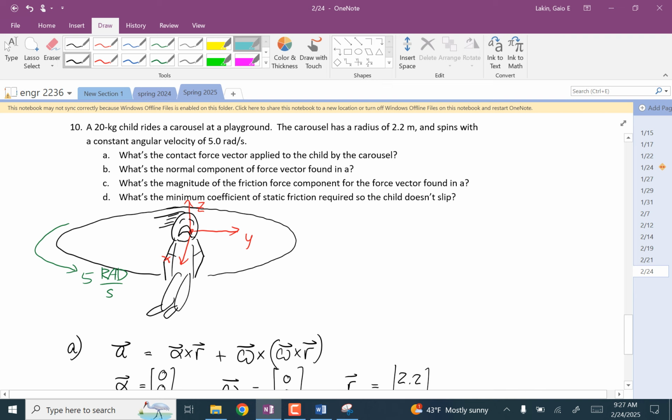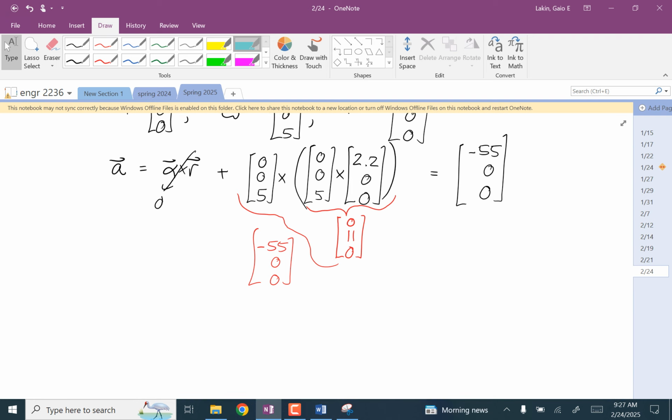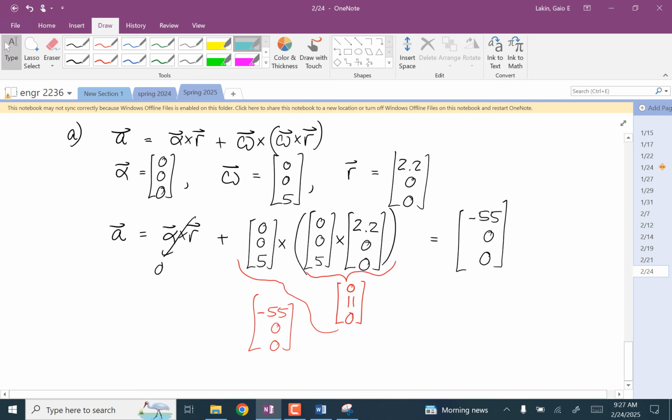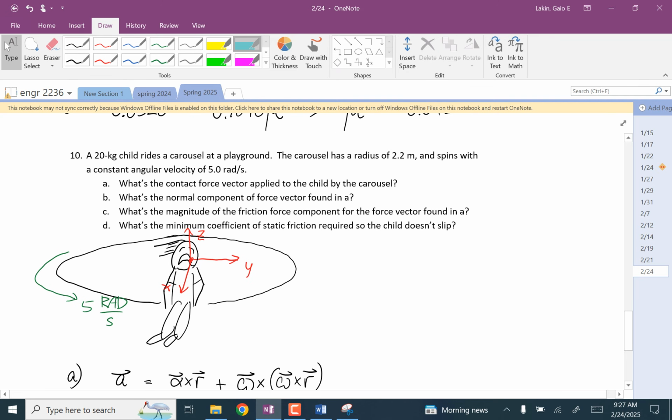Anybody have any questions about that? So if you never make arithmetic mistakes, you never have to sanity check anything, but okay, so there's the acceleration vector. This is in meters per second squared. And now we want to know the contact force applied to the child by the carousel.